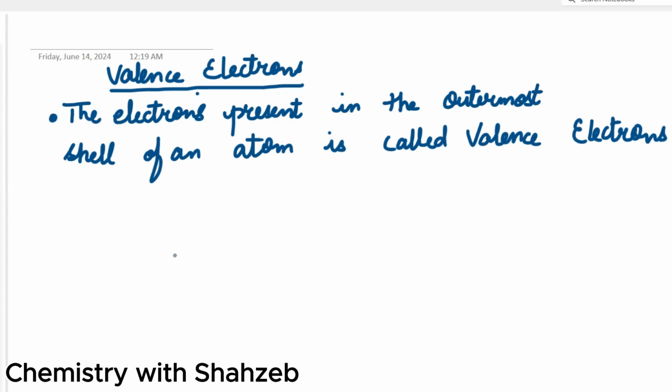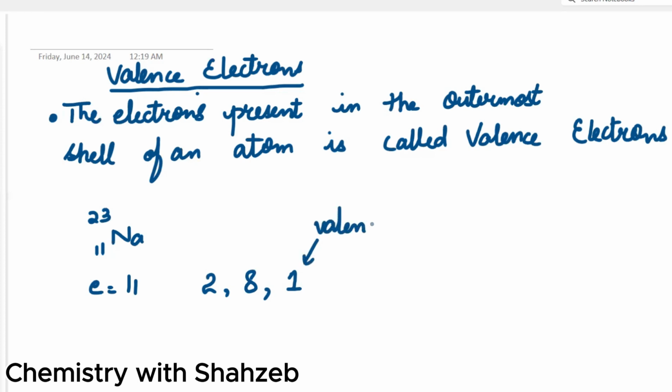Okay, so for example, if it is sodium 11, 23, we know electrons are 11, first shell 2, second shell 8, and the last shell can accommodate 1 electron. So how many valence electrons will be present in sodium? That is 1. In this way you will be able to find out the number of valence electrons.